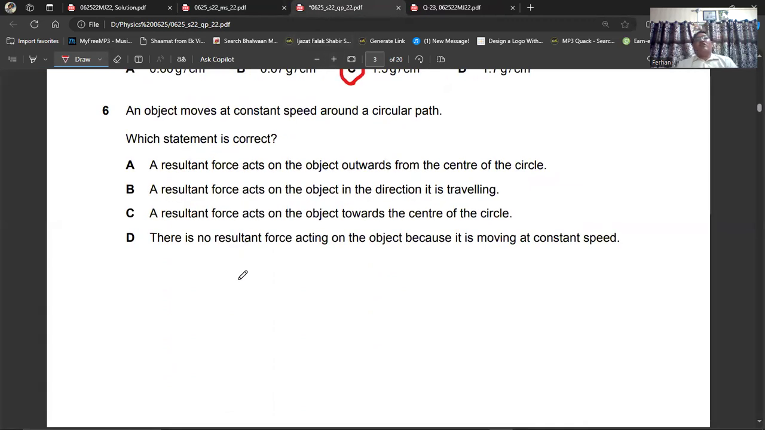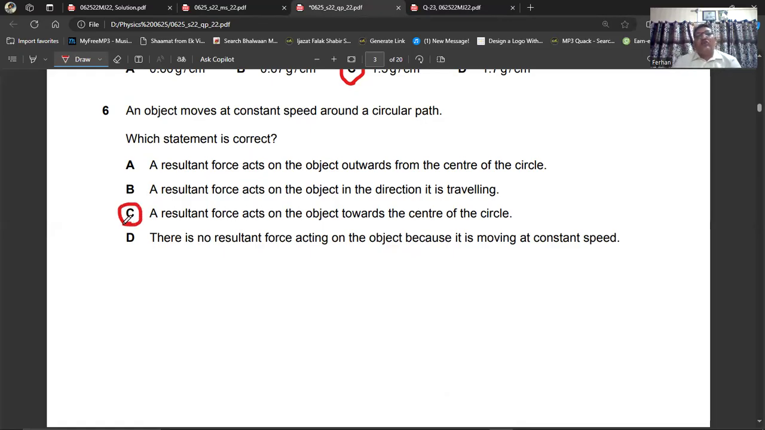An object moves at constant speed around a circular path. Which statement is correct? You see, whenever you move in a circular path, your direction has to be changed every moment. So there is a resultant force acting on the body. The direction of the resultant force is always towards the center of that circle in which that body is moving. There is also an acceleration. Acceleration is also always directed towards the center of the circle. So I think C is the right choice.